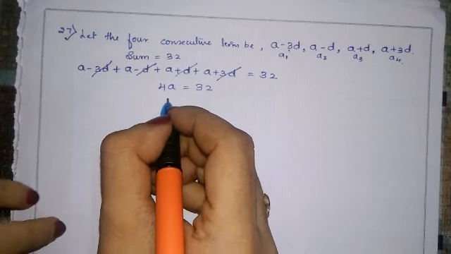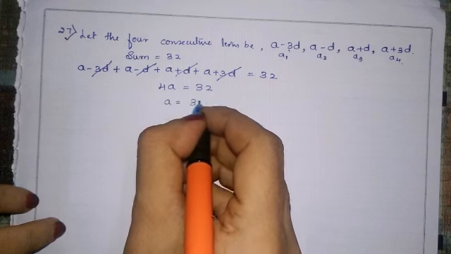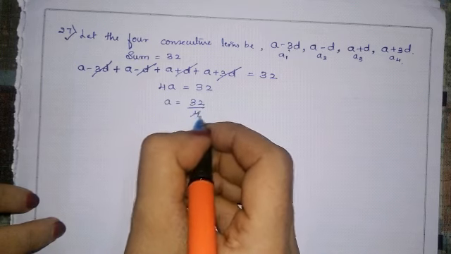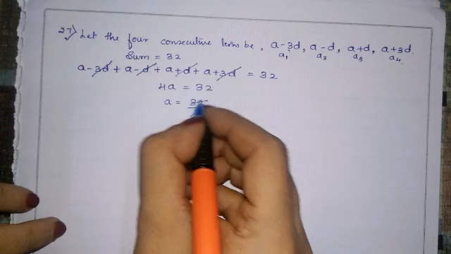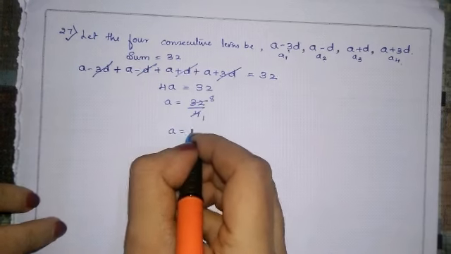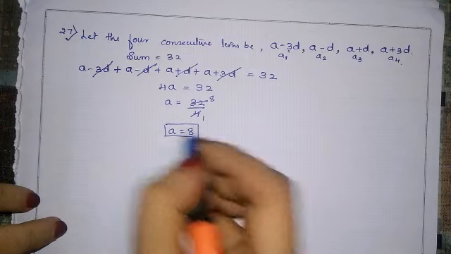In 2 steps we get the a value. a is equal to 32 by 4. 4 ones are 4, 4 eights are 32. We got the a value, that is 8.